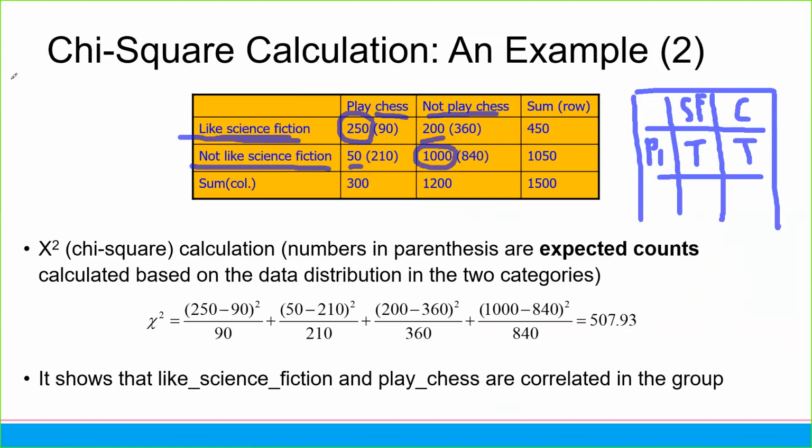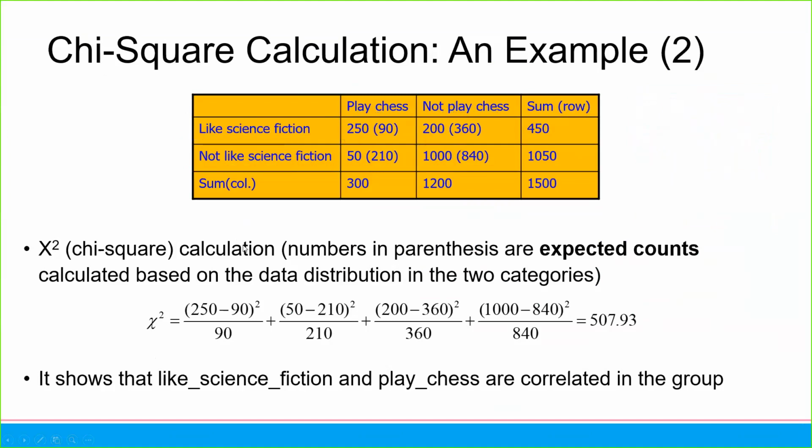Okay, so the chi-square calculation, and the numbers in the parentheses are the expected counts. So this number 90 is the expected count. I know those numbers, so I expect that the persons who like science fiction and play chess is 90, but the actual value is 250. Based on these numbers, we can calculate the chi-square.